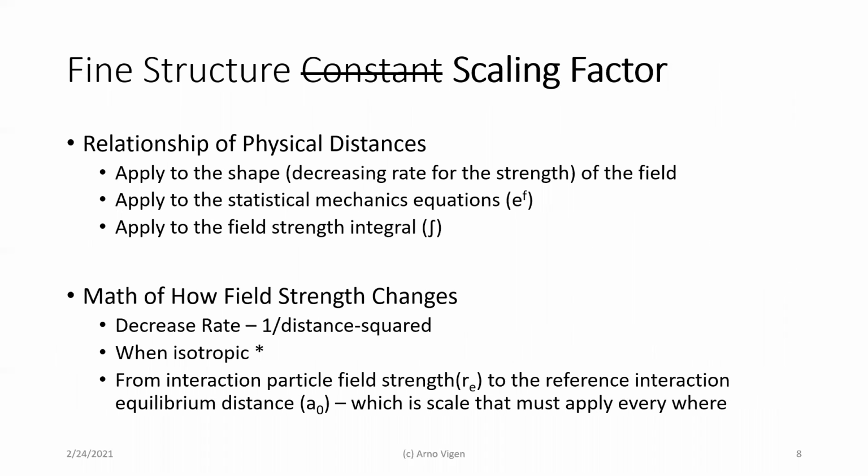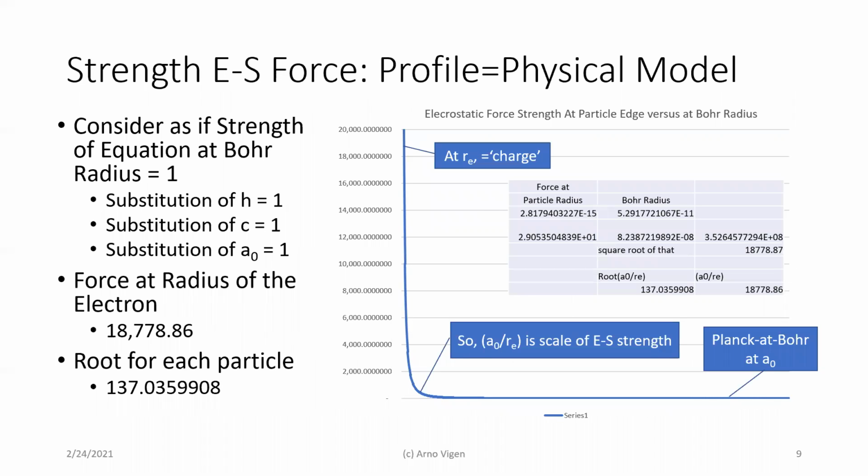The fine structure constant is the fine scaling factor, as I discussed. Now, how does this work? You see, if you take this Planck and you scale it up from the particle radius to the Bohr radius, you get this ratio, the square root of that being this ratio of a sub 0 over r sub e. That's both the fine structure constant with the appropriate scaling.